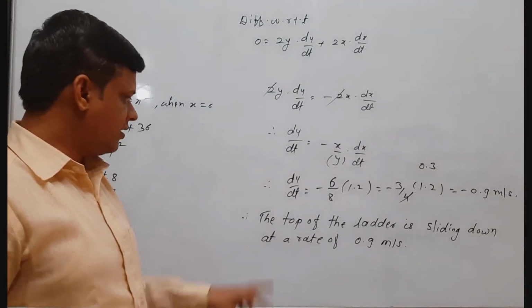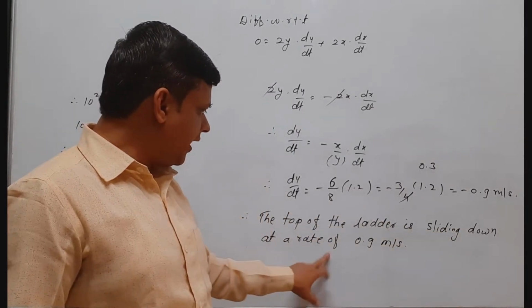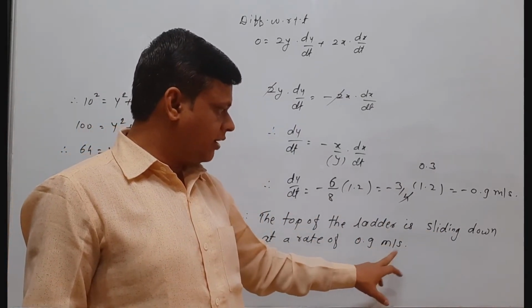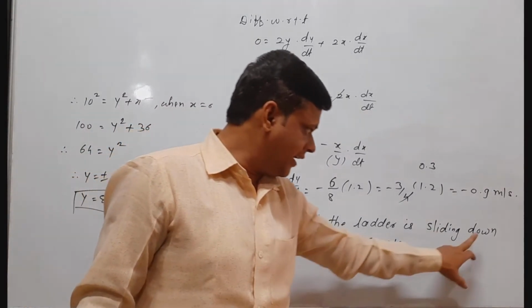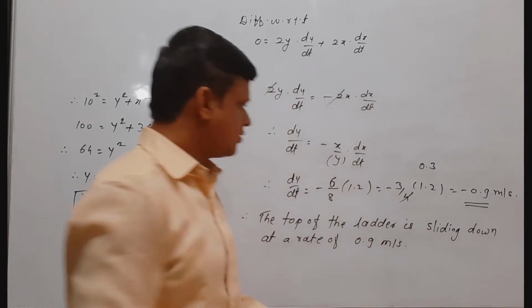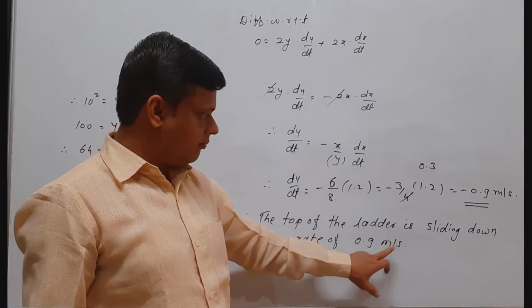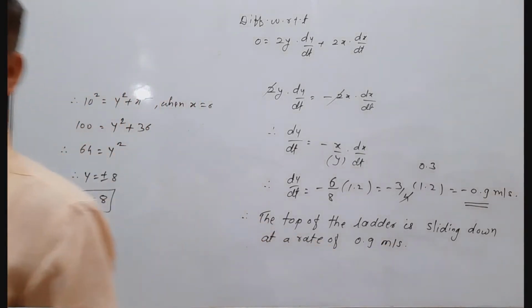So we write here, the top of the ladder is sliding down at a rate of 0.9 meter per second. So for sliding down, here we get the sign minus. So we use the word sliding down. So we write here the top of the ladder is sliding down at 0.9 meter per second.